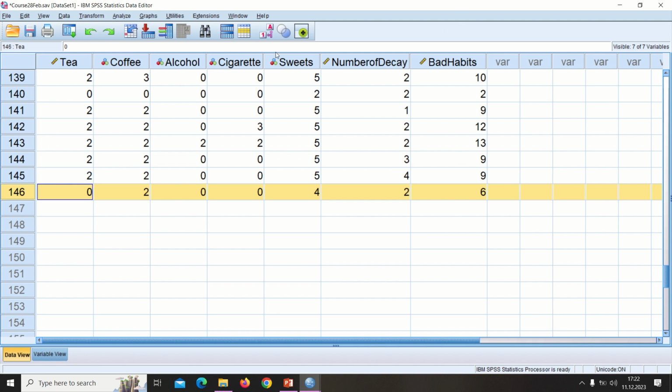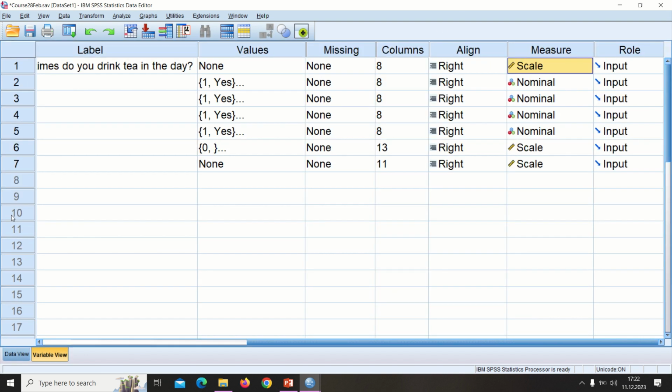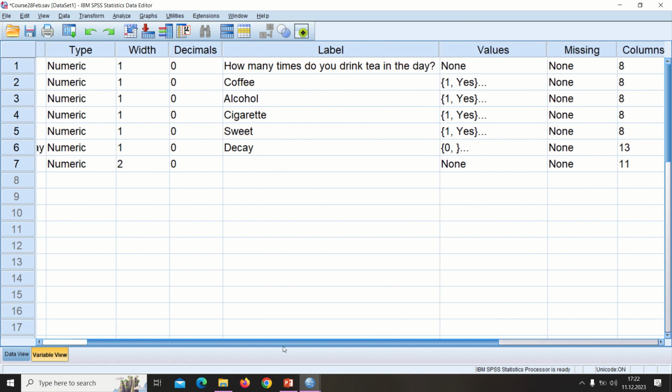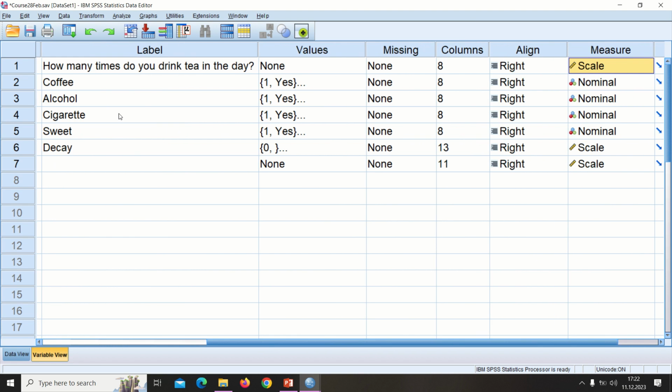Okay, so here, let's go to variable view here. So I say here that definition is important. You should be careful and know what you define. If you need to write numbers like 1, 2, 3, then you can write how many times do you drink tea in the day, and you can define it as scale, for example.